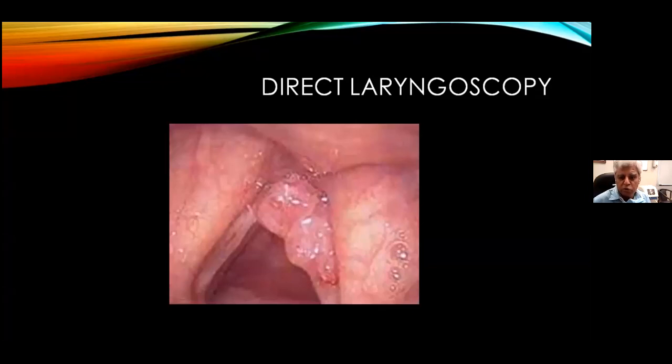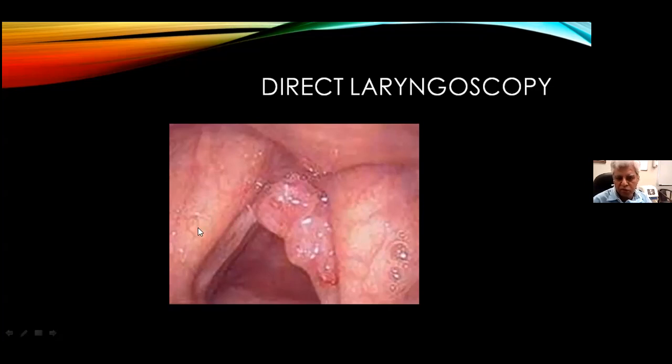Okay, direct laryngoscopy when you are doing under anesthesia. So the right becomes left, left becomes right, because the patient is lying flat and you are at the head end of the patient. So whatever is the patient's left, it becomes the left.